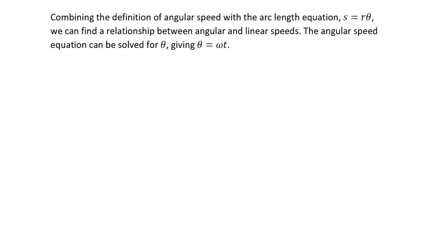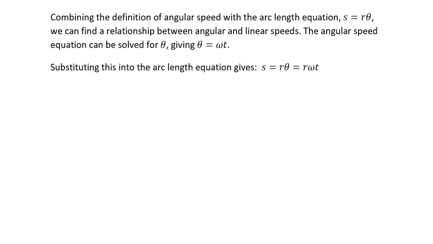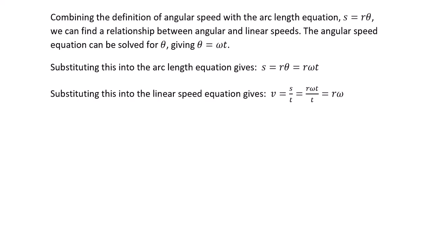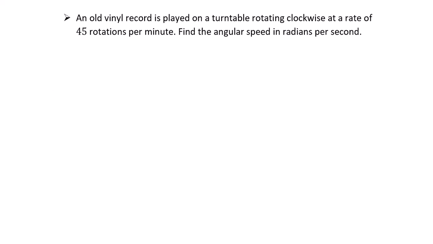Combining the definition of angular speed with the arc length equation S equals r theta, we can find a relationship between angular and linear speeds. The angular speed equation can be solved for theta, giving theta equals omega t. Now substituting this into the arc length equation gives S equals r theta, which is r times omega t. And substituting this into the linear speed equation gives v equals s over t equals r omega t over t, which is r times omega. Just a note, theta must be in radians when we're using these formulas.